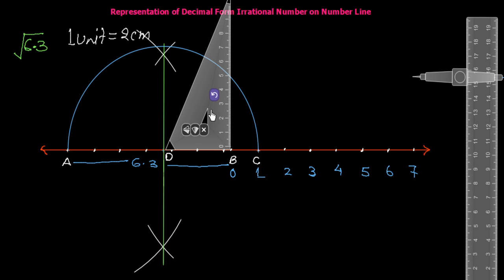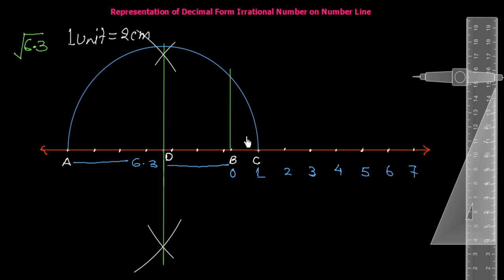Put it a little bit downside of this, so we could make it properly. Draw a perpendicular from this. It's okay. So we have drawn a perpendicular here from B. Now we give some name to this intersecting point of this semicircle and this perpendicular. So we give E. This is our E point.